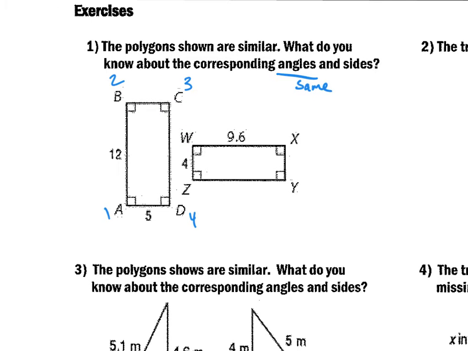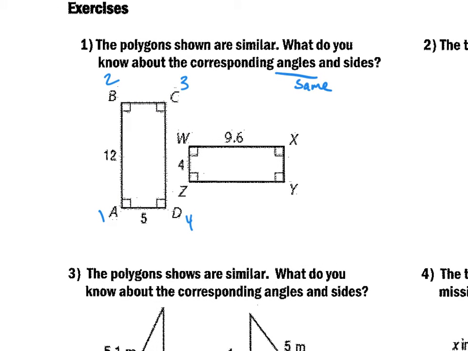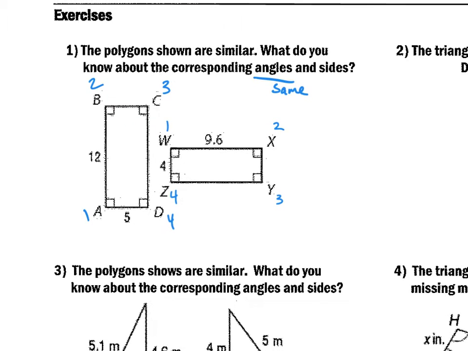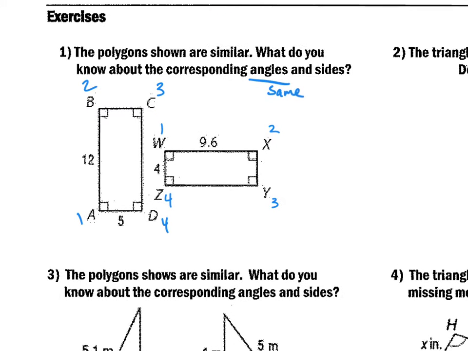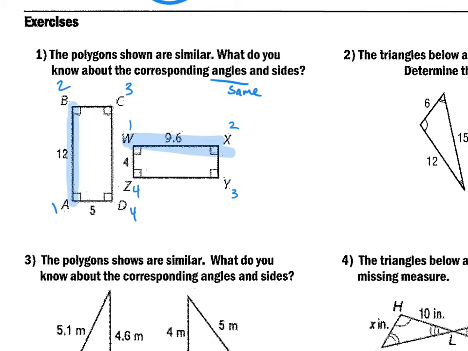And so I'm going to do the same thing on this one. So W, X, Y, Z. So 1, 2, 3, 4. And that's just so I know which side lengths are proportional to the next. So I see 1 to 2, angle 2 to 1, and 1 to 2 here. So that's how I'm going to set up my first proportion.